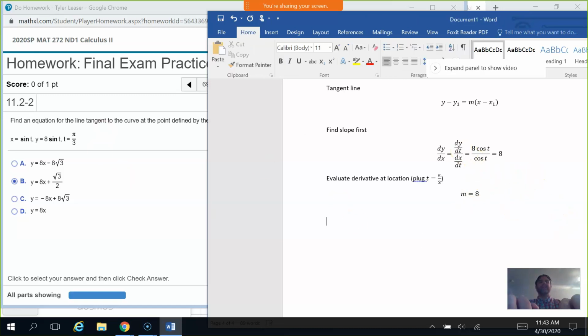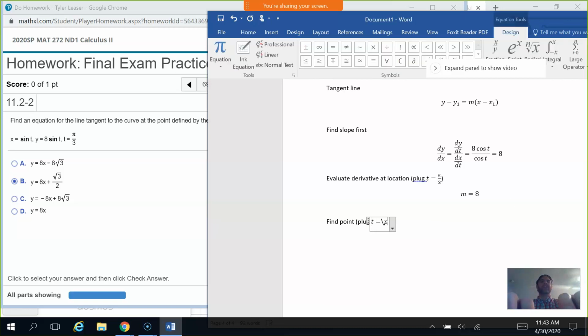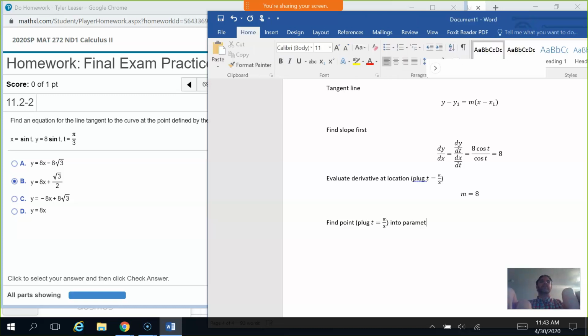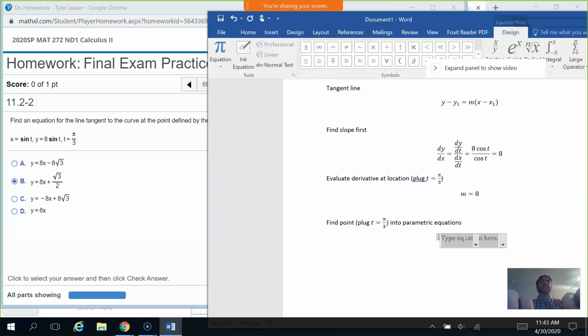Okay. Other thing that we need to find is the point at the location. To do that, again, we're just plugging in t equals pi over 3. But this time we are plugging it into the parametric equations instead of plugging it into the derivative. So we have to do x is equal to sine of pi over 3. And then y, we're going to do the same thing. That's going to be 8 sine of pi over 3.